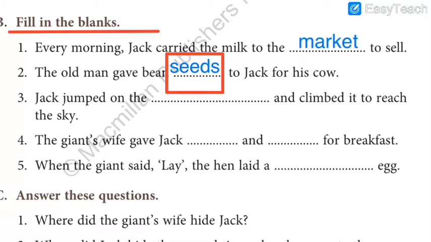Now please repeat after me, students. The old man gave bean seeds to Jack for his cow. Answer, seeds. Right? If you remember, the old man gave 5 bean seeds to Jack for his cow.